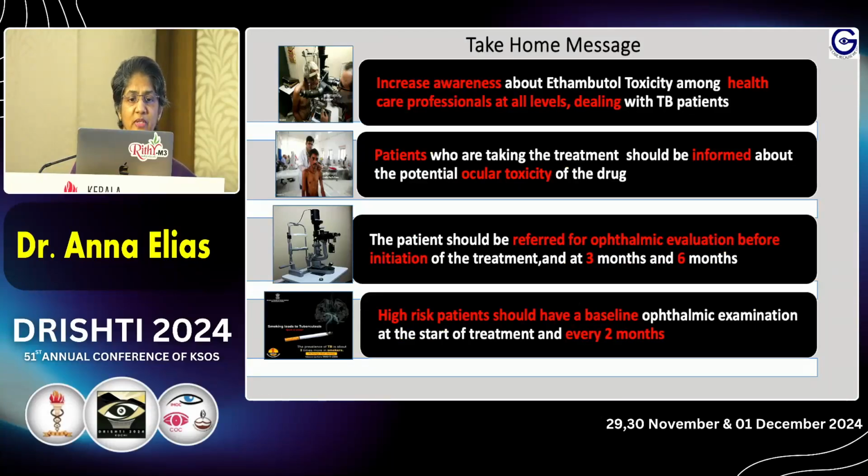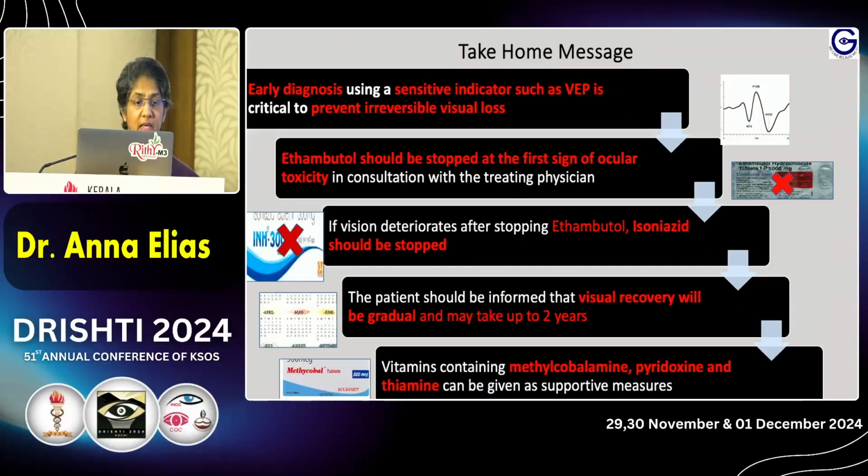So the take-home message is that there should be an increase in awareness among healthcare professionals at all levels. Patients should be informed of ocular toxicity. The patient should be referred for ophthalmic evaluation before starting treatment, at 3 months and 6 months, whereas high-risk patients should be evaluated every 2 months. And early diagnosis using a sensitive indicator such as VEP is critical to prevent irreversible visual field loss.